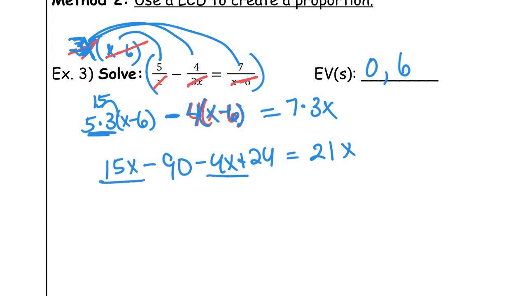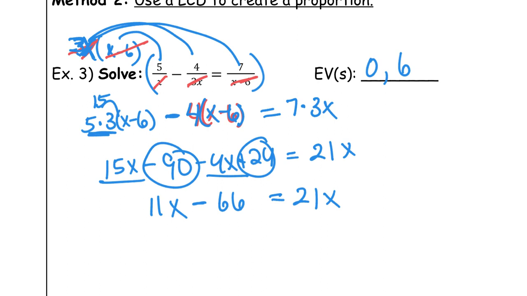So here we got 15 minus 4. That would give me 11x. And then I've got negative 90 and 24. That would give me what? 66. Equals 21x.